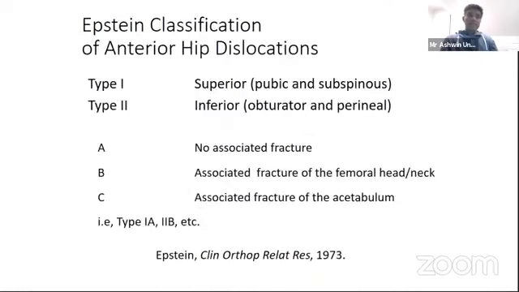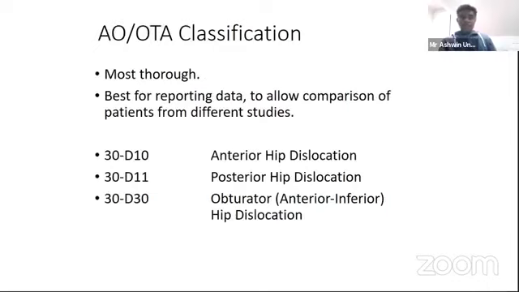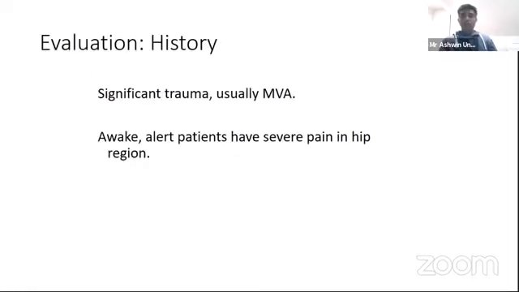Similar is the Epstein classification of the anterior hip dislocation, slightly different, but altogether it is pretty much similar. Now, the AO classification is anterior hip dislocation, posterior hip dislocation, or the obturator and anteroinferior dislocation. Now, the most important thing is to evaluate the history and ascertain what other injuries are associated with it, including whether the patient is alert and so on and so forth.